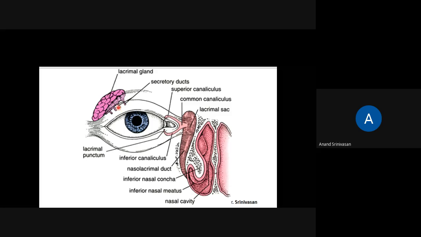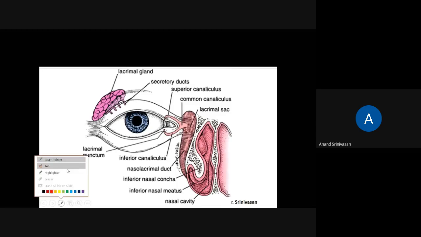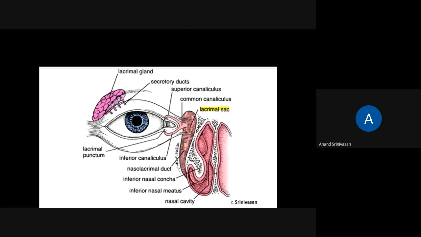So what happens to the tears after they clean the eyeball? The tears go through small openings present on the medial side and then enter a sac called the lacrimal sac. The lacrimal sac enters into a duct called the nasolacrimal duct. Have you heard of the nasolacrimal duct before? It opens below the inferior nasal concha, which is the inferior nasal meatus.